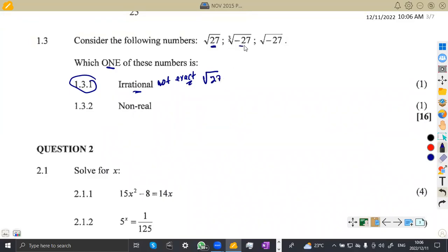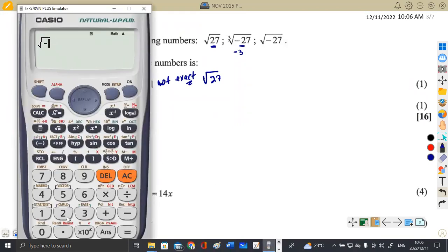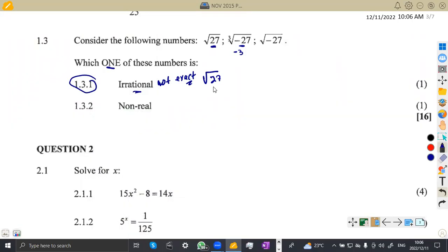The cube root of minus 27, that is negative 3. It ends. The square root of minus 27 cannot be simplified. Square root of minus 27, that's not a real number, actually. Yeah, does not exist. So you can see that the irrational number was the square root of 27. Then the non-real is the square root of minus 27. We can't simplify that one. We saw that it gave us an error, which means we can't simplify that. So that was question number 1, having a total of 16 marks.